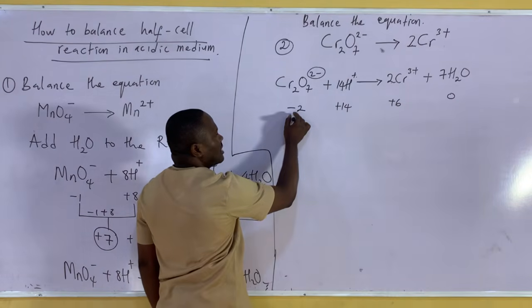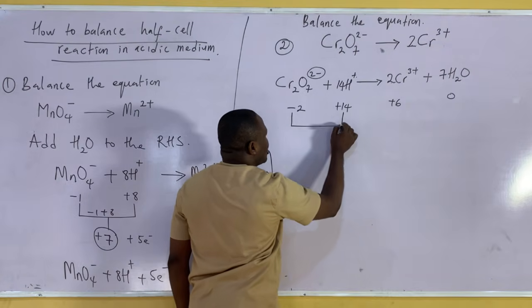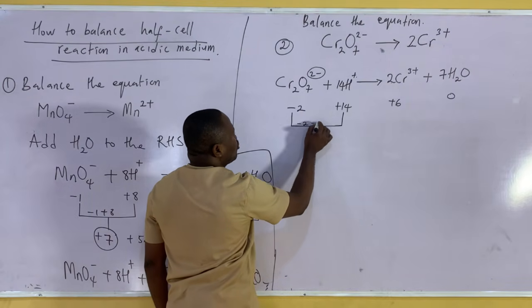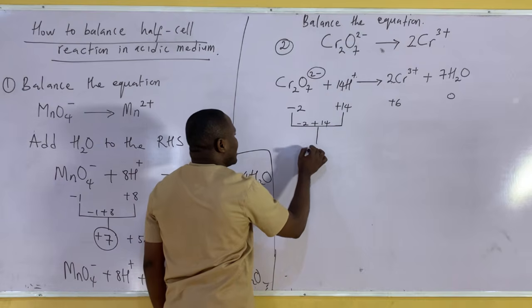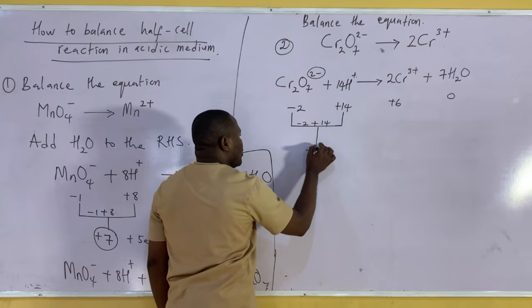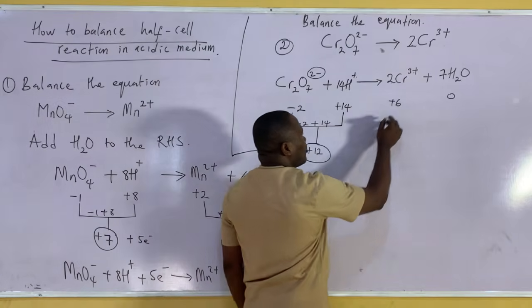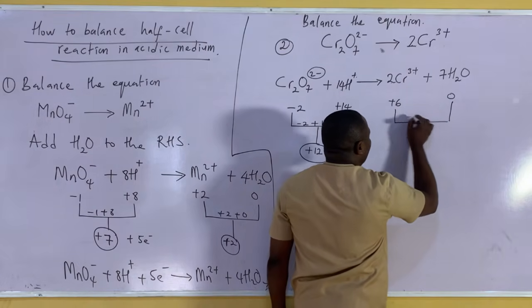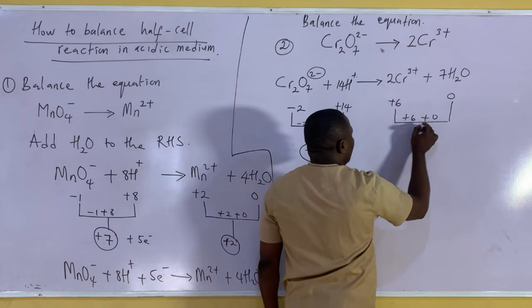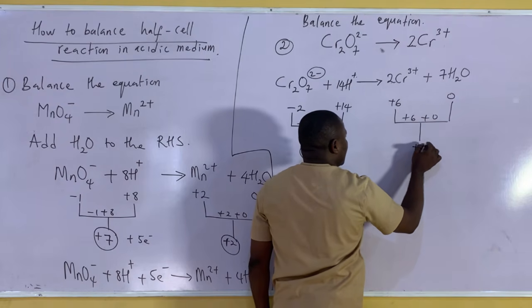So on the reactant side, my total charge is -2 plus 14. That is now plus 12. So I have plus 12 on my reactant side. What about on my product side? I have plus 6 plus 0. That is now plus 6.